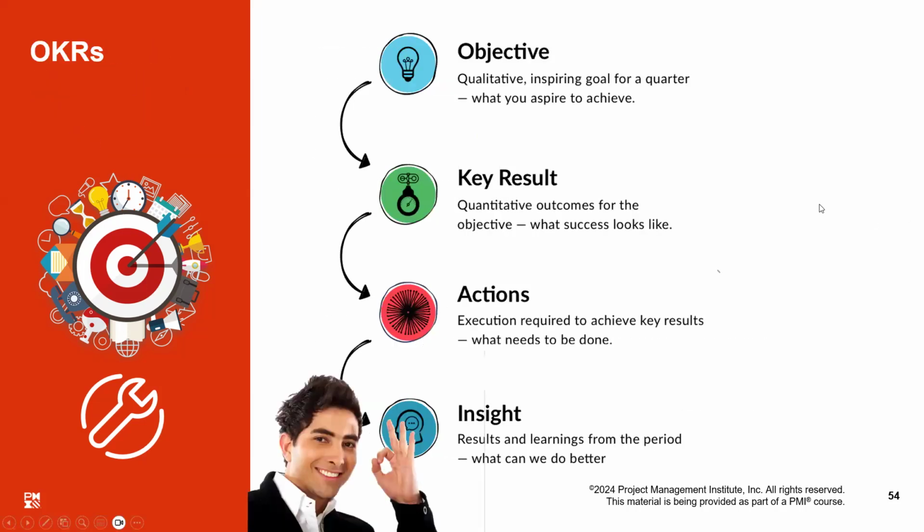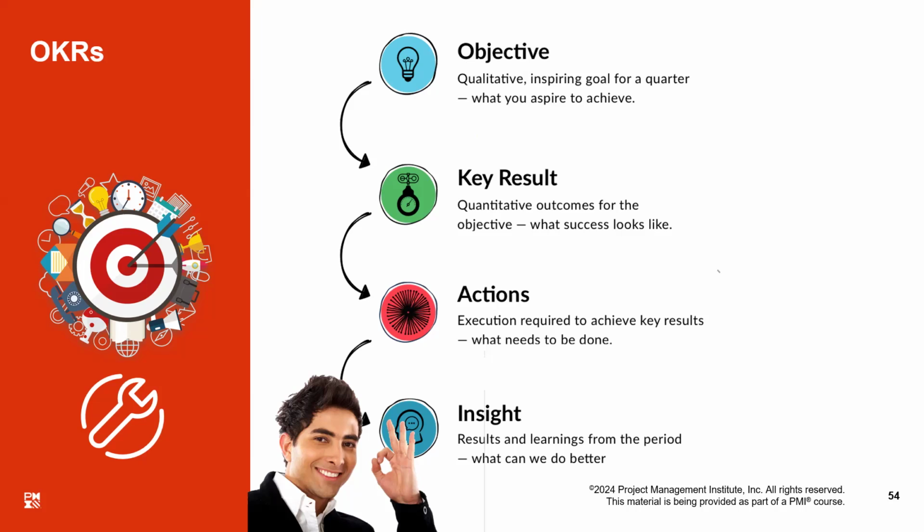This is how it looks. Your objectives are being translated into key results. Now, objectives and key results both are quantitative. Objectives are qualitative in nature. There might be a little approximation there, but key results are very, very quantifiable. They are very measurable.